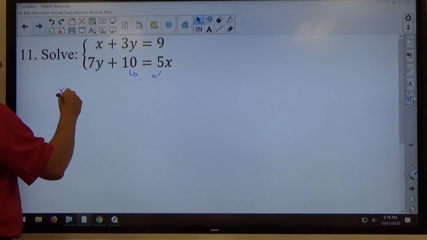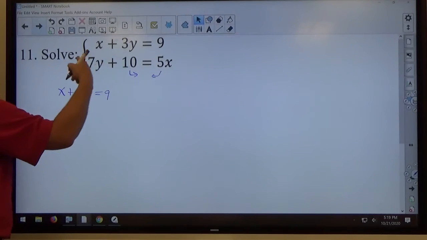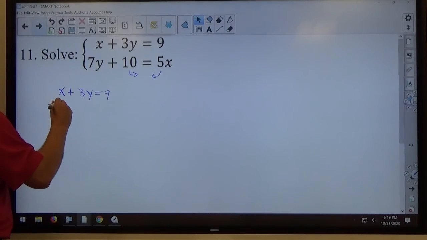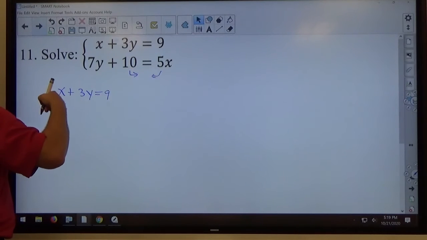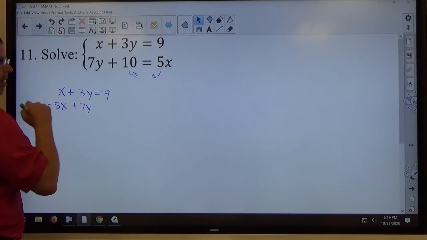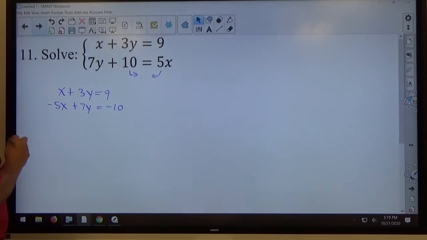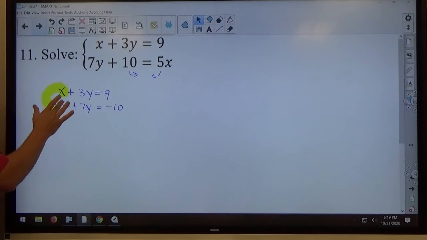So x plus 3y equals 9. The second equation, 5x is moving all the way over here, so negative 5x. Positive becomes negative as you move left. Plus 7y, 7y is positive, stays positive, equals 10 moves right, becomes negative 10. Once again, I got to get rid of something, either x or y. I like the opposite signs on x's.